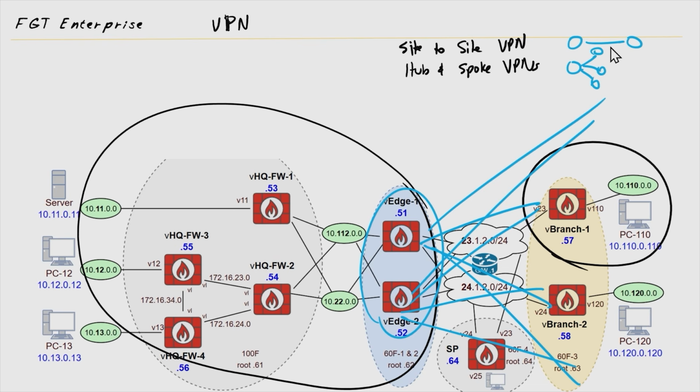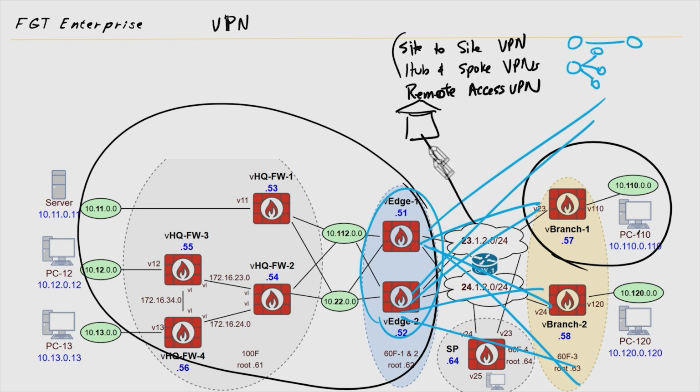Another option for VPN tunnels is known as a remote access VPN. And the biggest difference here with a remote access VPN is that we're usually dealing with just a single device. For example, let's say we have this user right here who's normally at PC 110. They go home, so I'm going to draw their little house here. There's our user, maybe that's their laptop.